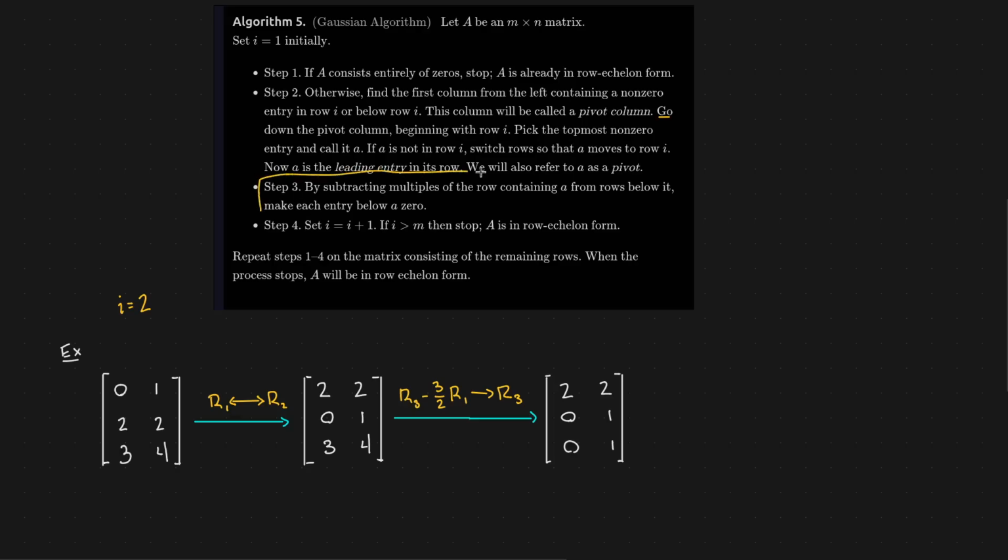Step 3. By subtracting multiples of the row containing A from rows below it, make each entry below A 0. So now I want every entry below this pivot to be 0. So I need to make this equal to 0. Okay, so to do that, I'm going to take row 3 and I'll just subtract 1 times row 2, and make that my new row 3.